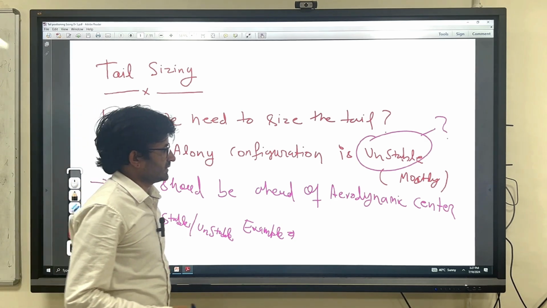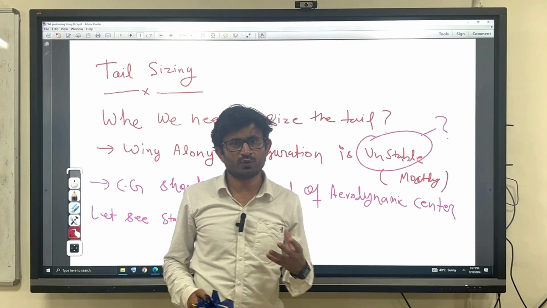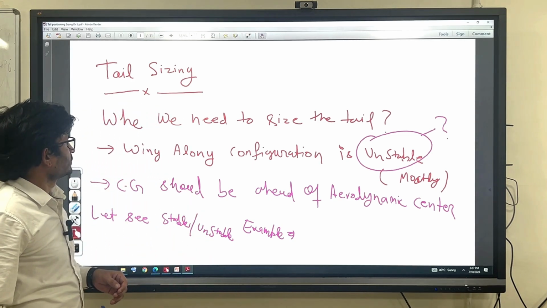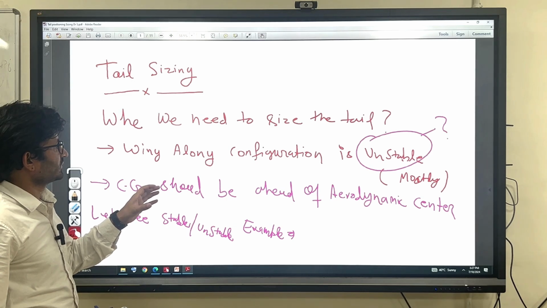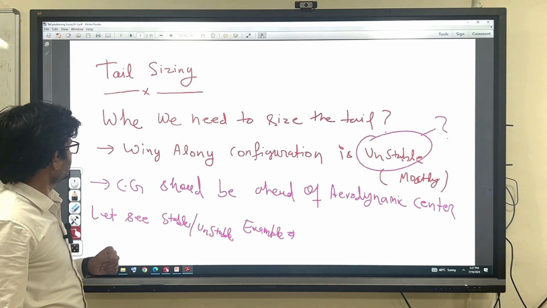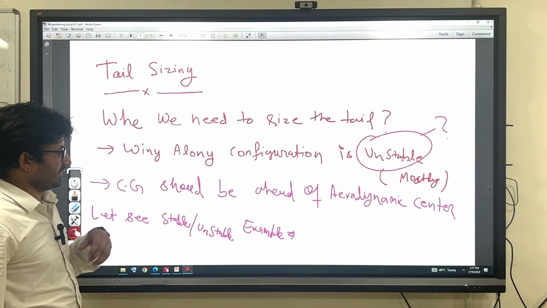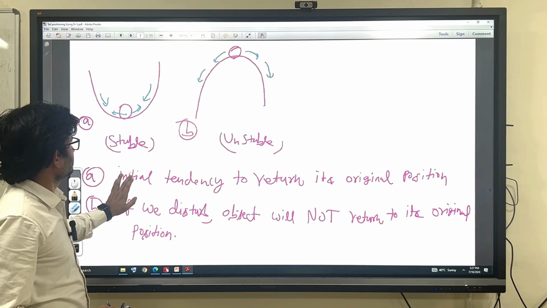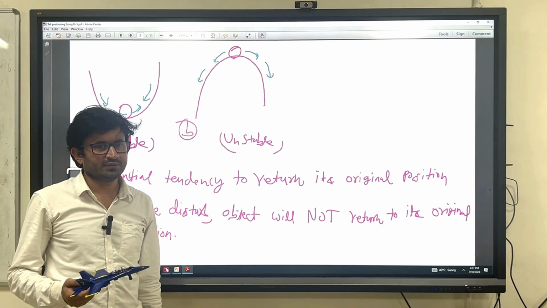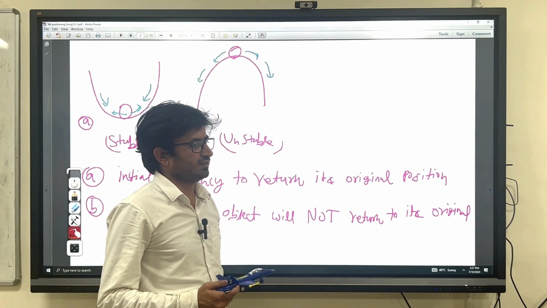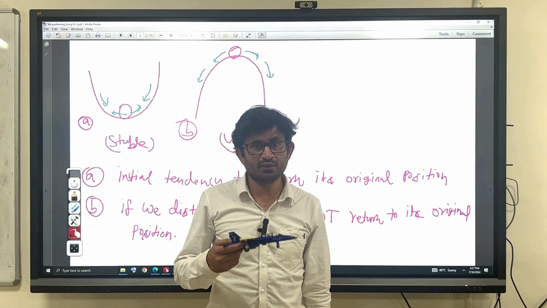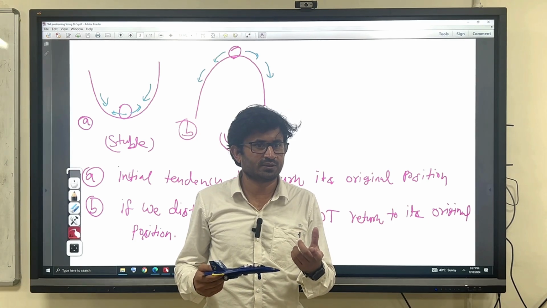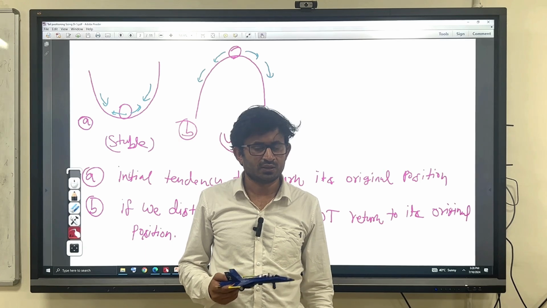So in the next couple of minutes, I will tell you the importance of the tail and why we need to size it. Okay. So we will see the wing-alone configuration is mostly unstable. And to have a stable flight, CG should be ahead of the aerodynamic center. Okay, we will see. So when I say stability, you have to understand the term, what do you mean by stability. Here in this class, I will give a little feel for stability, but in the aircraft stability and control part, I will do the detailing.